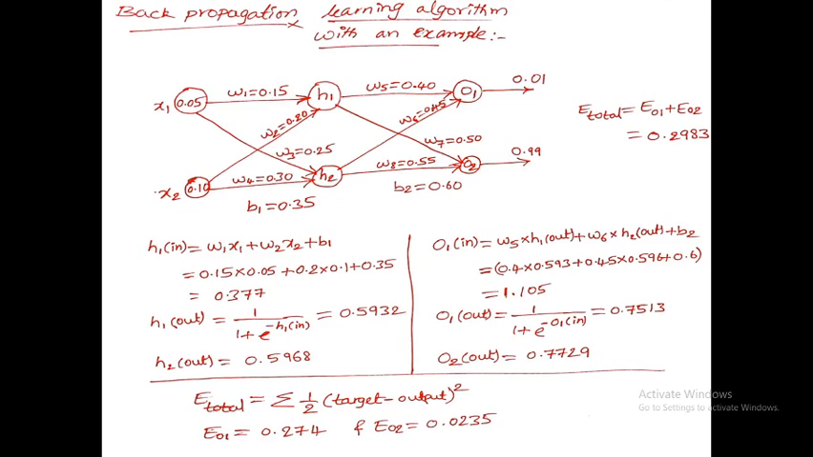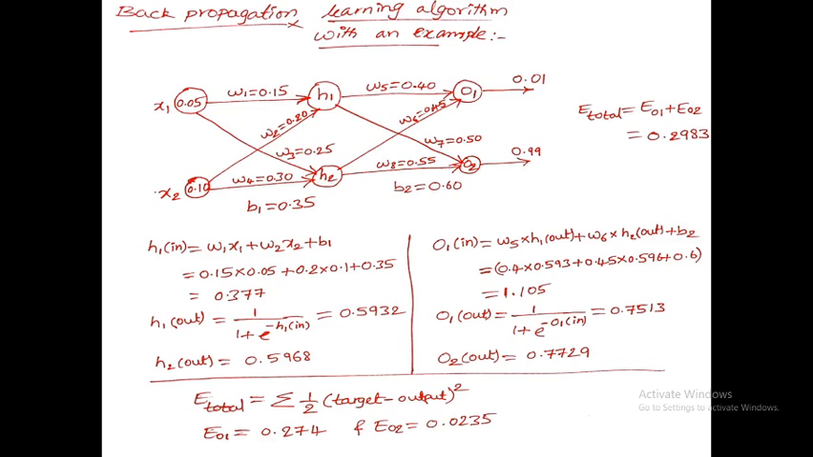E total is equal to EO1 plus EO2. EO1 is nothing but target minus actual output at O1, and EO2 is nothing but target minus actual output at O2. Based on that, we calculate the error. Again, we back propagate those errors to update the corresponding weights between the hidden layer and output layer as well as between the input layer and hidden layer.